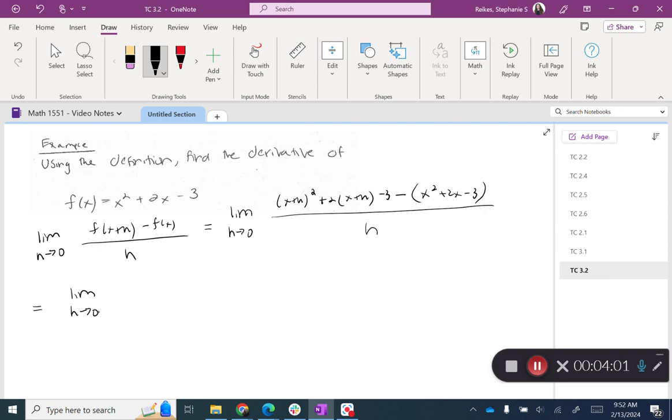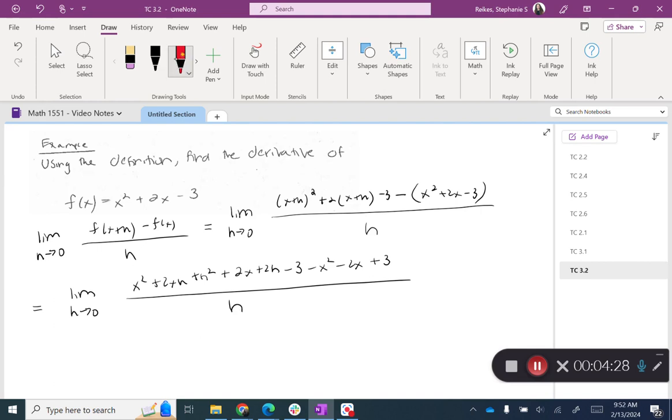Don't forget, x plus h squared means x plus h times x plus h. Foiled out, we would get x squared plus 2xh plus h squared. Next term, distribute the 2, plus 2x plus 2h minus 3. And finally, distributing that negative, we got minus x squared minus 2x plus 3 all over h.